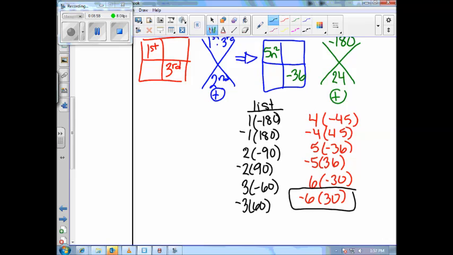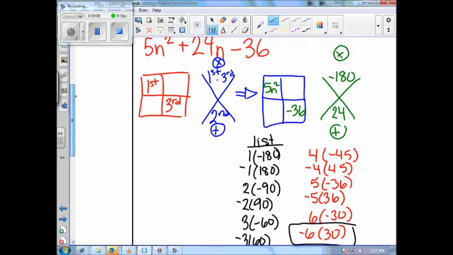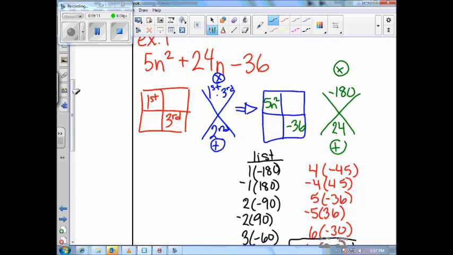And eventually as you do more, you won't have to go 1, 2, 3, 4, 5 until you find it. You'll be able to get a lot closer, a lot quicker as you practice finding the pairs. So we have negative 6 and 30. Remember, those are your n's. Negative 6n and 30n. Make sure you write in an n with them. It doesn't matter which one goes in which spot. They just need to be diagonally from each other.